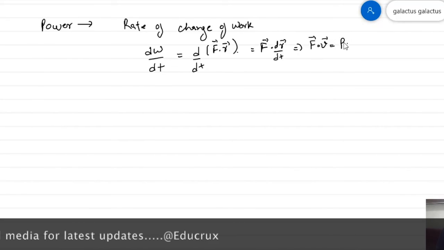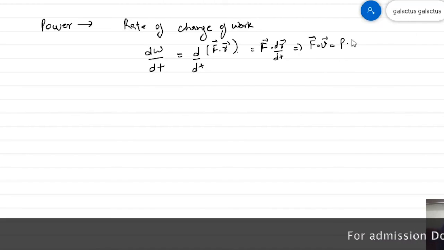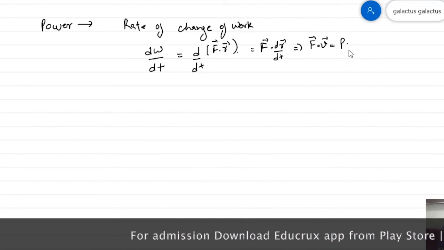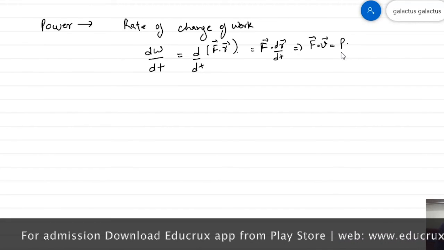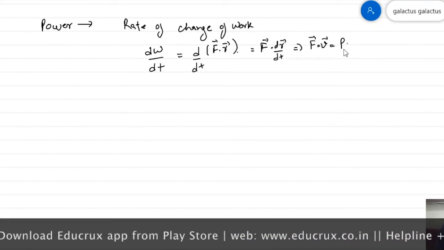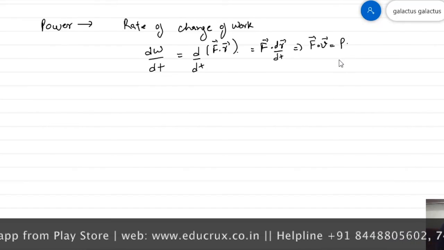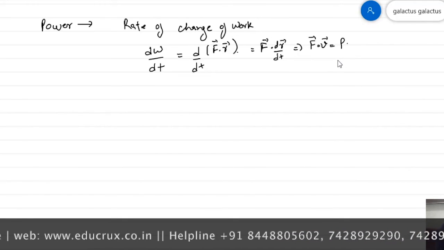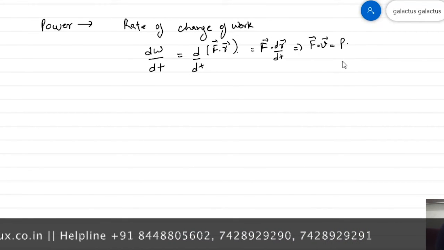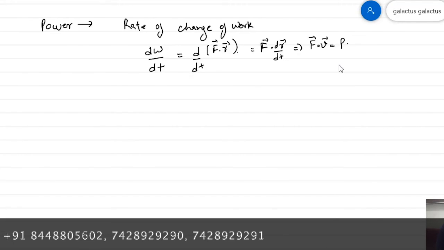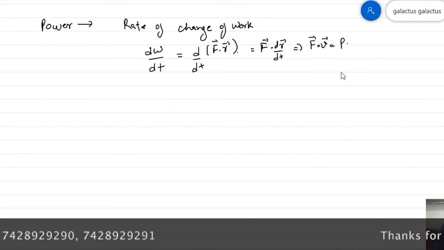So power is given by the dot product of force and velocity, and the unit of power is watt, and it's a scalar quantity like work. So we have discussed important concepts up until now, and now we will discuss work done by spring forces and work done by a constant force like gravity.